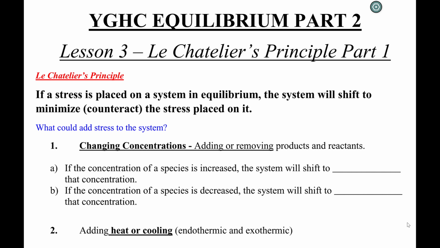In equilibrium, you have a forward and reverse reaction happening at the same time, at the same rate. Concentrations are unchanging at this point. We as chemists can put stresses on the system to cause that equilibrium to go more forward or more reverse, depending on what we want to do.